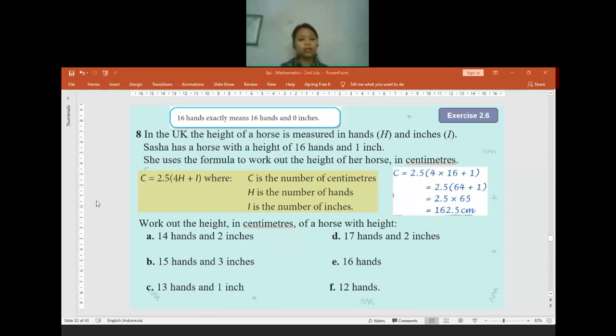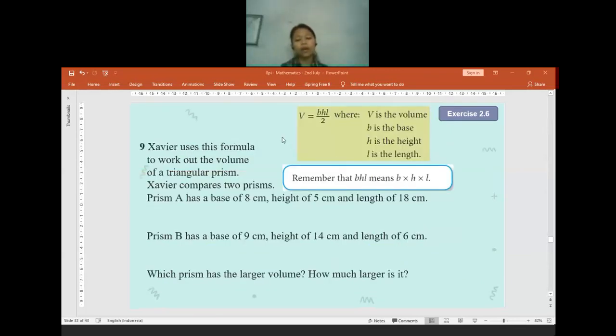For question 9, Xavier used this formula to work out the volume of a triangular prism. The formula is base times height times length divided by 2. B, H, L in here are already given, so it will be B times H times L divided by 2. Now we have prism A with the base 8 centimeter, height 5 centimeter, length 18 centimeter. Anyone want to tell me what is the volume of prism A?